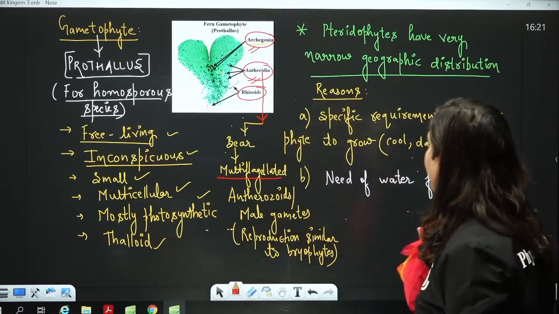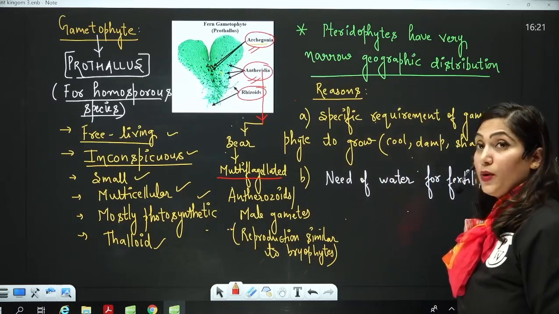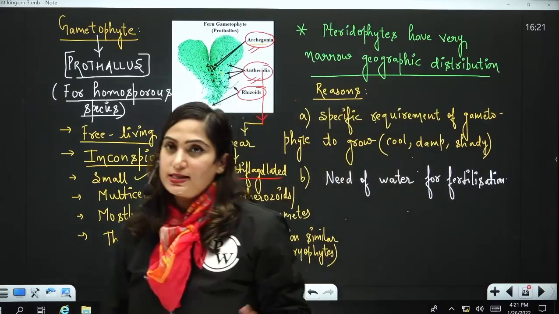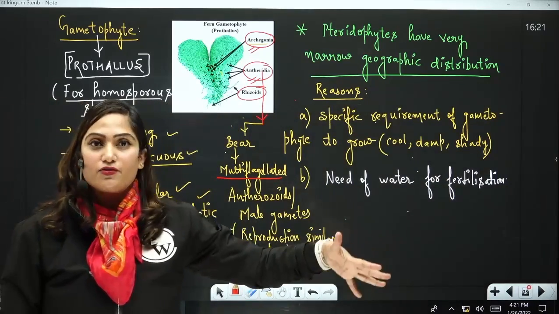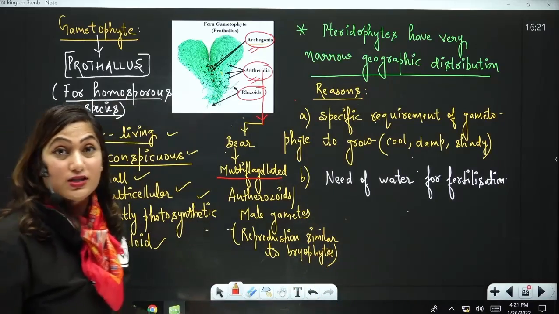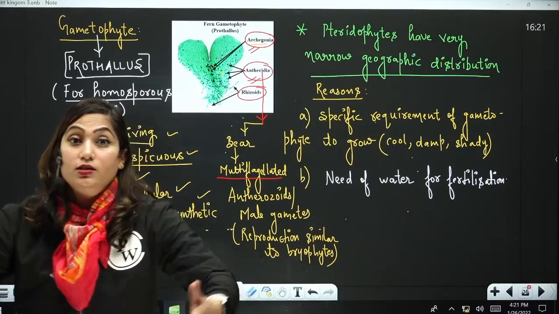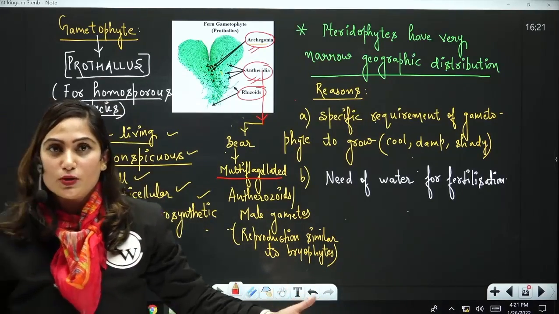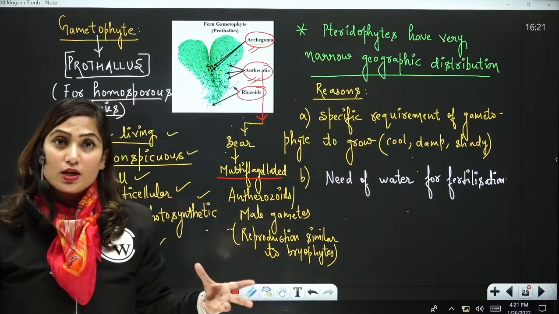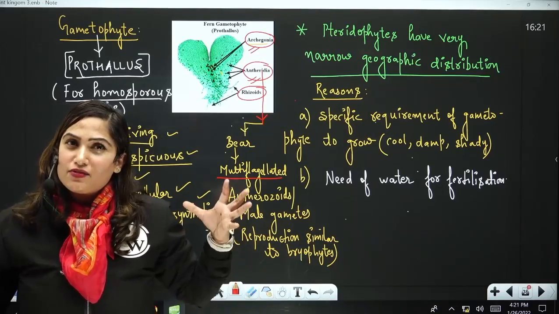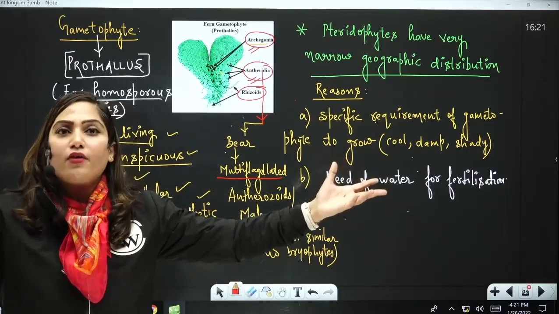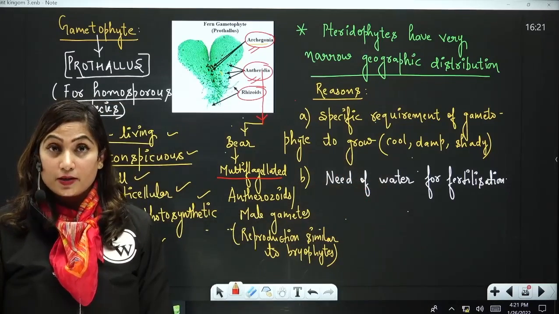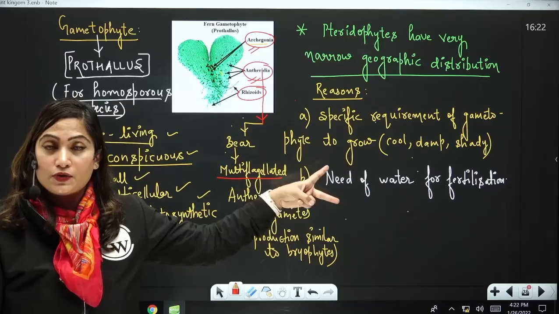Clear? Now, there is a very important line written in NCERT that you cannot see pteridophytes everywhere. I have just told you that if you step out of your home, you cannot see pteridophytes around. You see angiosperms around, right? So the question comes, why do pteridophytes have such a narrow geographical distribution? Why are they not found everywhere? Because there are two important reasons for it.